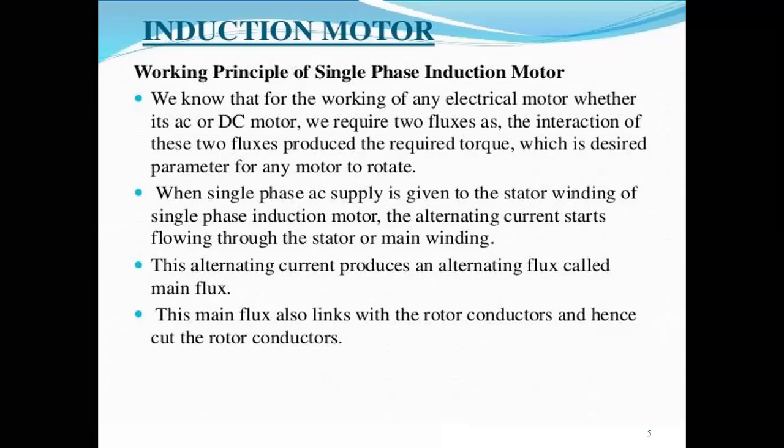We know that for the working of any electrical motor, which is an electromechanical converter, whether it is an AC or a DC motor, we require two fluxes. It means we require two poles, north and south. The interaction of these two fluxes produces the required torque, which is the parameter for any motor to rotate.